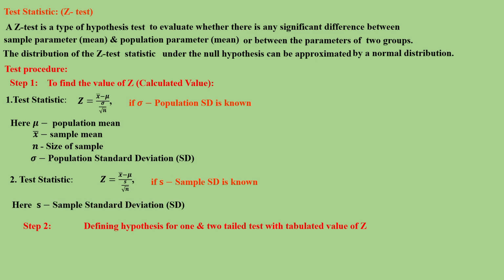Step 2, so you have to define the hypothesis, for a one or two tail test, with the tabulated value of Z. So note that a standard normal variate Z lies between plus or minus 3. Therefore modulus Z is equal to 3. That is, Z lies between minus 3 and plus 3. So the maximum value of Z is 3. Sometimes we will take this value, tabulated value, Z is equal to 3. These are all the hypothesis definitions, right?